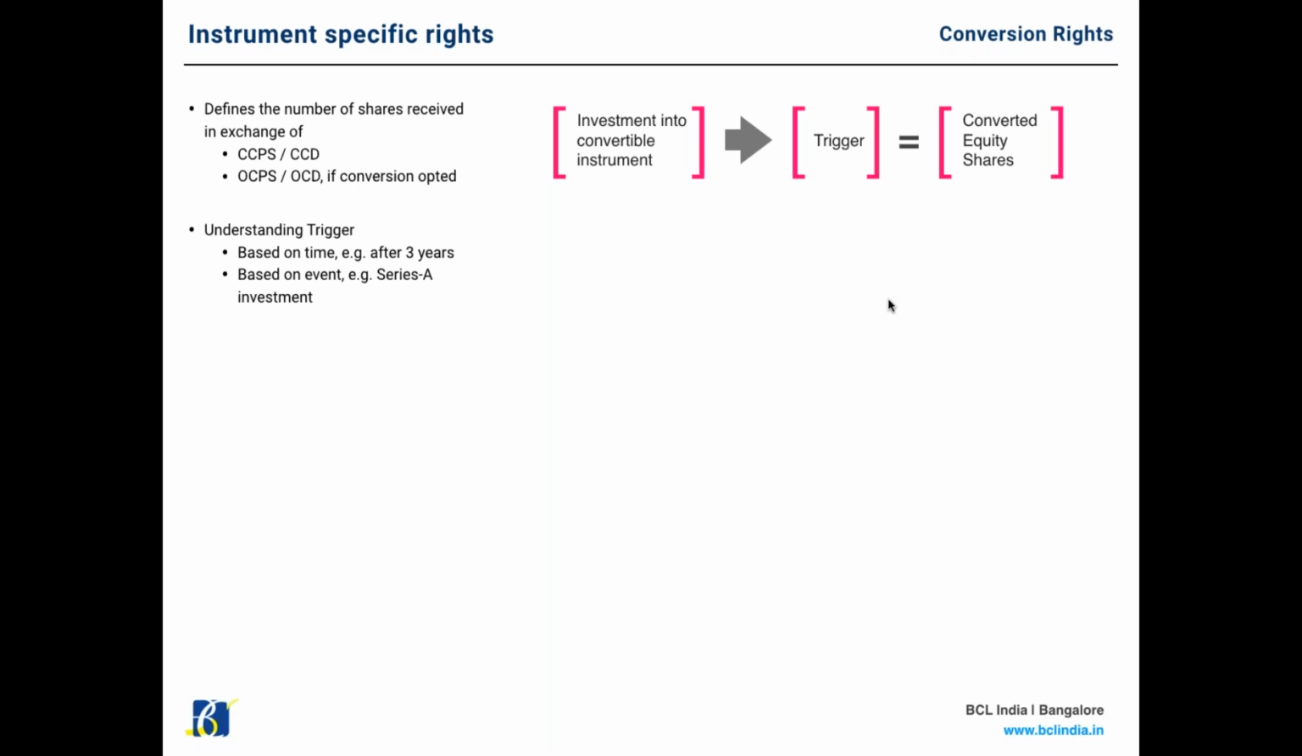Time-based could be say 3 years. After 3 years, the money that I invest in CCPS will get converted to equity. It could be event based, meaning the next round of funding. You will see investors say this a lot. Today, I'll invest money into CCPS, but when the next round of funding happens, I will convert the CCPS into equity shares.